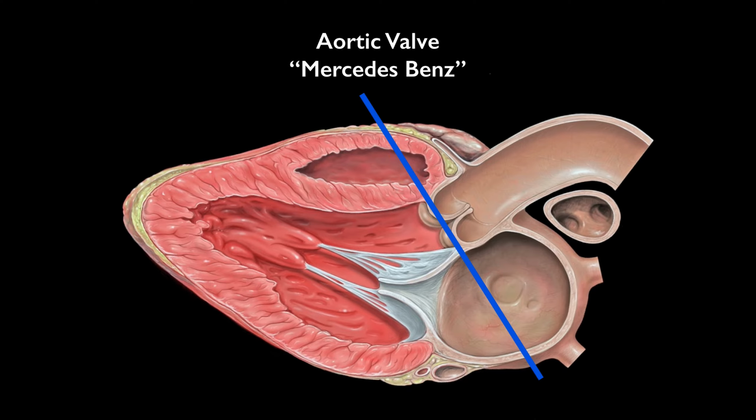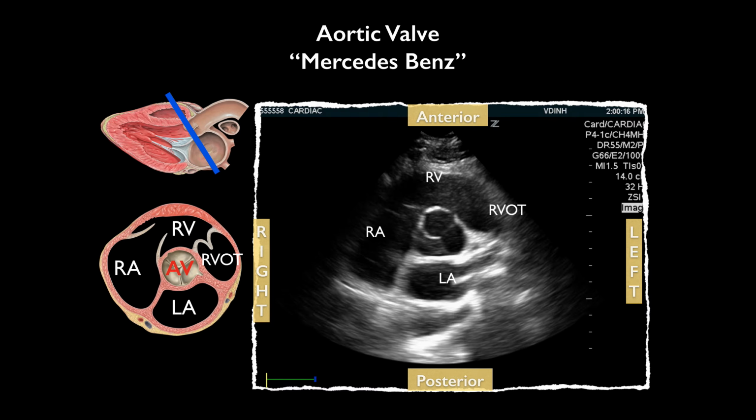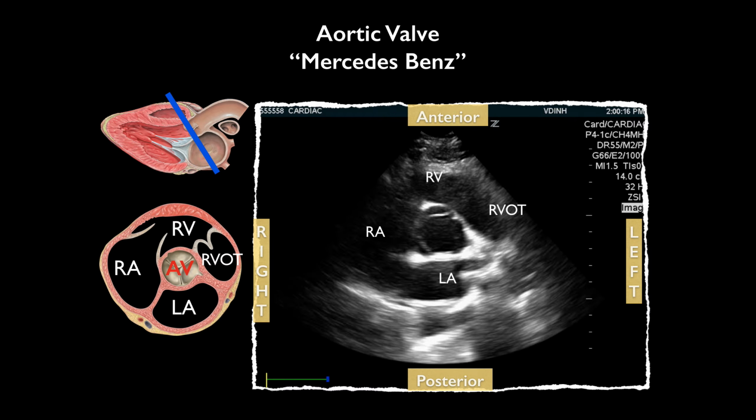And if you tilt your probe, you can see the aortic valve or the Mercedes-Benz sign. This is even more at the base of the heart. So right here you can see the structures in this short axis view that include the right atrium, the right ventricle, the right ventricular outflow tract, and the left atrium. This is honestly the most difficult view to obtain, so if you can't initially get this view, don't worry about it. But we do cover this just to be a little bit more comprehensive. And this is how it looks like in a real patient.